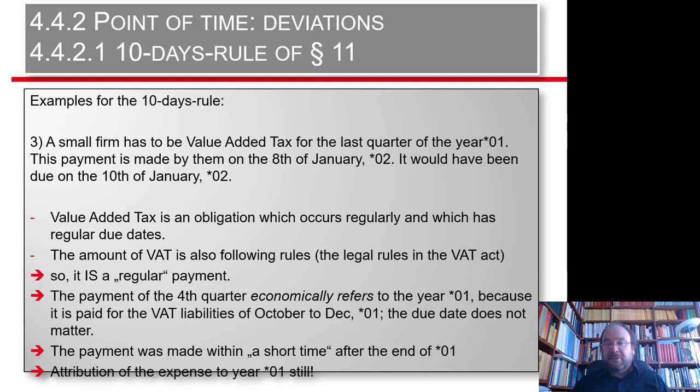Examples for the 10 days rule would also be the prepayments for value-added tax, which always have to be made within 10 days of the end of the month or after the end of a quarter of the year. So if somebody has to pay value-added tax for the last quarter of year one, and the payment is made on the 8th of January 02, then this payment still refers to year 01 because it's made a short time after the end of the year, and it economically refers to that year. So this is an expense of year one.